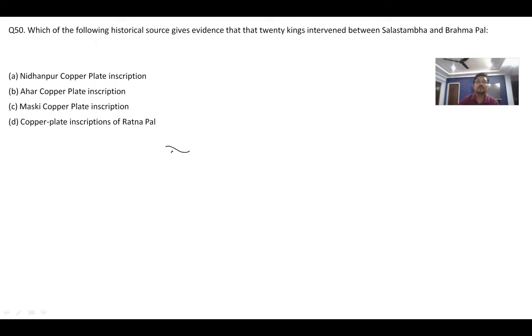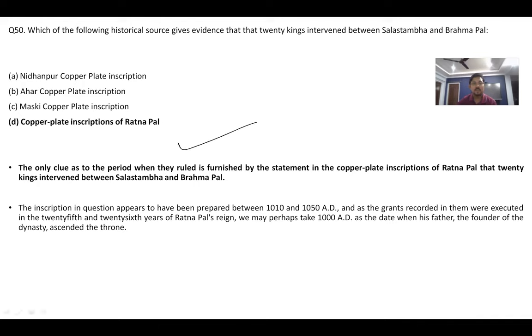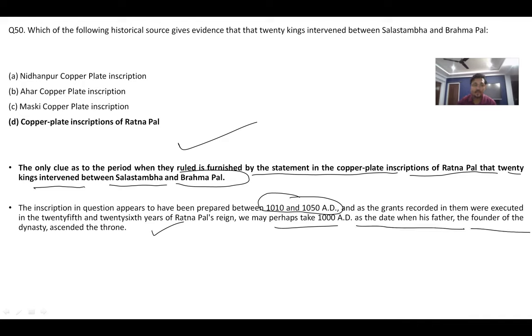Okay, so question number 50, which of the following historical sources gives evidence that 20 kings intervened between Shalastambha and Brahmapal? Nidanpur, Ahar, Maski, Copper Plate inscription of Ratnapal. So here option D is correct. The only clue as to the period when they ruled is furnished by the statement in the copper plate inscription of Ratnapal that 20 kings intervened between Shalastambha and Brahmapal. Okay, the inscription in question appears to have been prepared between 1010 to 1050 AD, and as the grants recorded in them were executed in the 25th and 26th years of Ratnapal's reign, we perhaps take 1000 AD as the date when his father, the founder of the dynasty, ascended the throne.